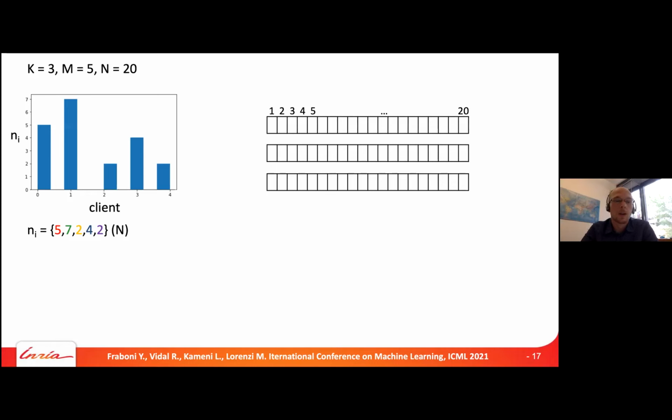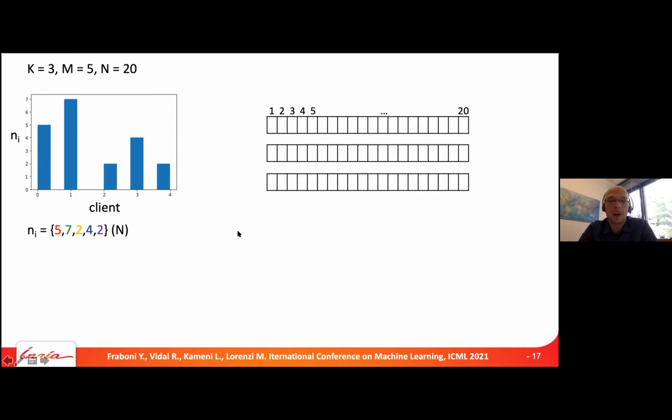Why not? So I give you a numerical example, just a simple example to give you the idea. For example, here we have 5 clients, 20 data points overall between all the clients, and we want to sample only 3 of them. So we want to define these 3 distributions from which to sample the first one, the second one, and the third one. And let's just say that this is the number of data points owned by each of the clients. So we have 5, 7, 2, 4, and 2 for the 5 clients.